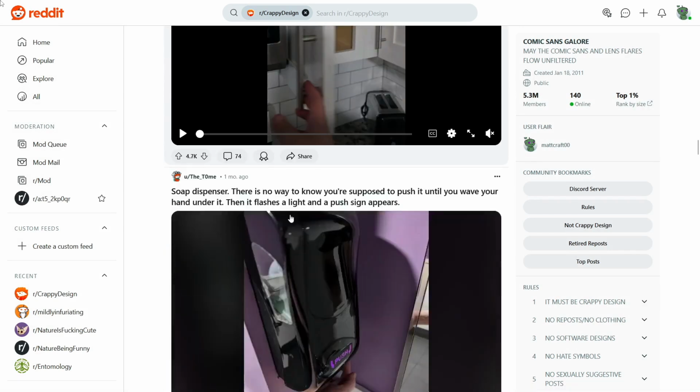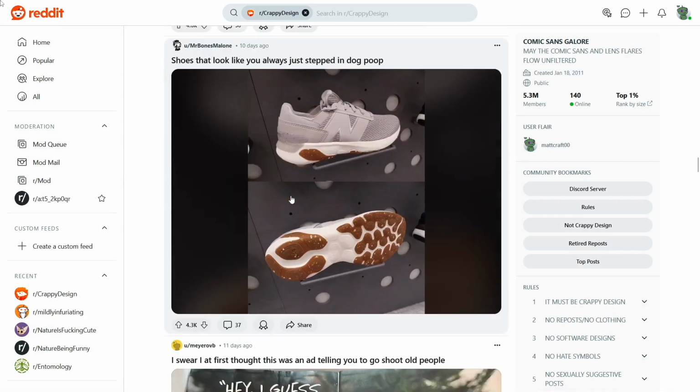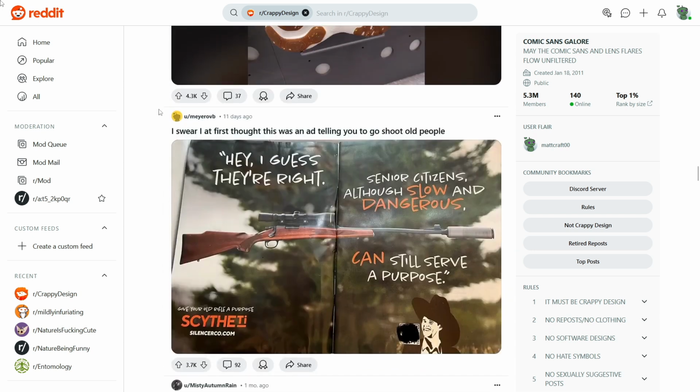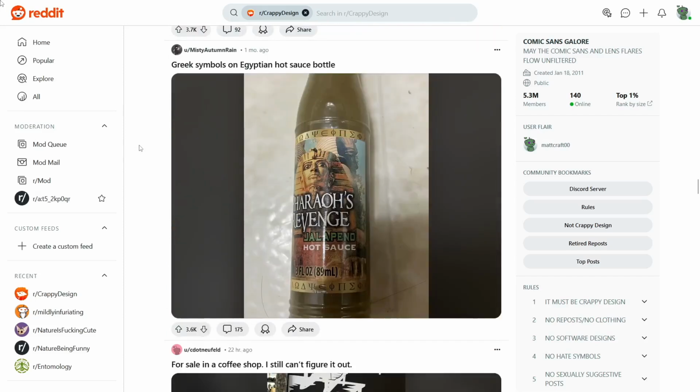Okay. Man, we're getting a lot of... Oh, here we go. Shoes that look like you always just stepped in dog poop. Yeah. But let's be honest here, you're gonna step in dog poop or goose poop. Even though it does look like that, you don't have to buy them. They're just stupid. But yeah, I'll upvote that.